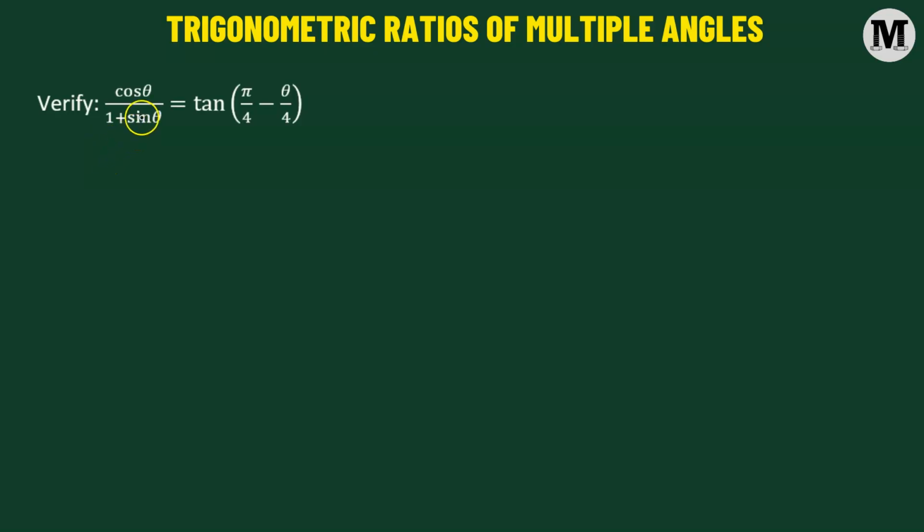So here we need to verify that cosine of theta divided by 1 plus sine theta is equivalent to tangent of pi over 4 minus theta over 4. Let us begin. So we will start the problem from the left hand side.